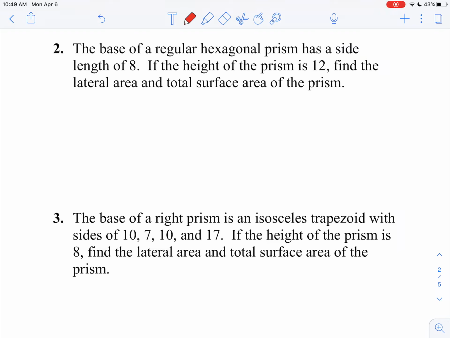All right, who's ready for some fun? We have 3 more problems from lesson 12.1 notes.